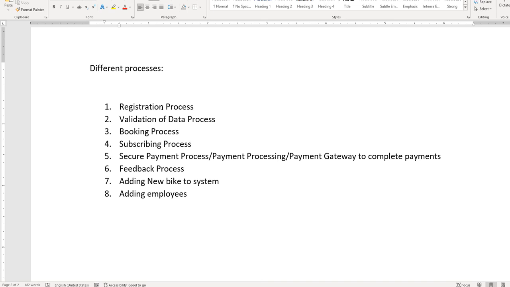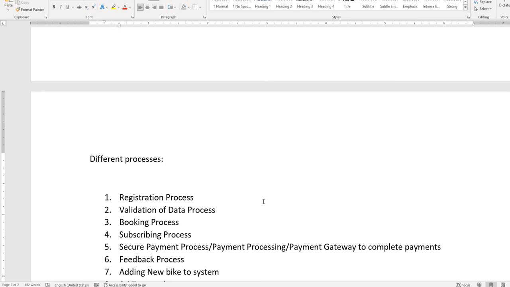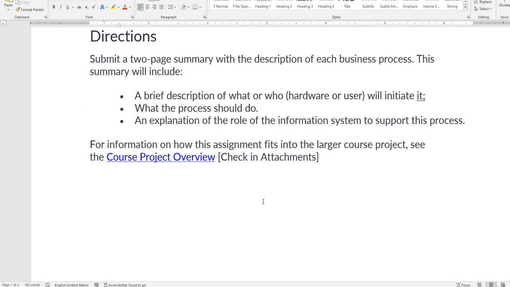Then adding bikes to the new system. When new stock arrives at the docking systems, they should be registered in the information system. That should be included. And adding employees: when new employees join the organization, and when employees leave the organization, that information should be updated. These are some of the important business processes that will be associated with the selected information system.